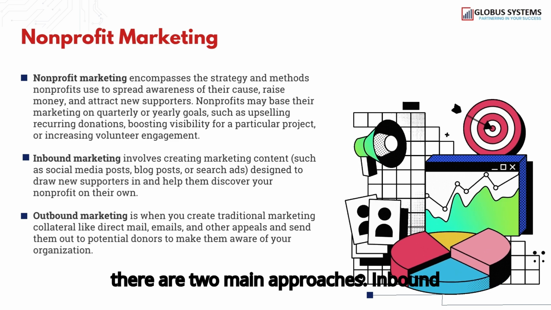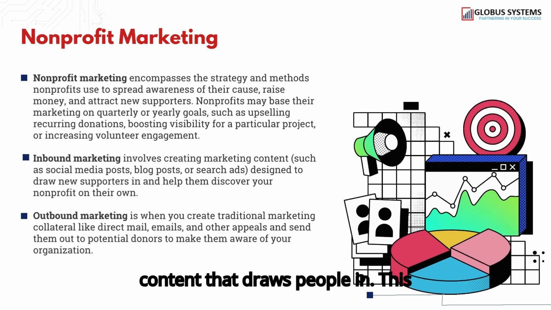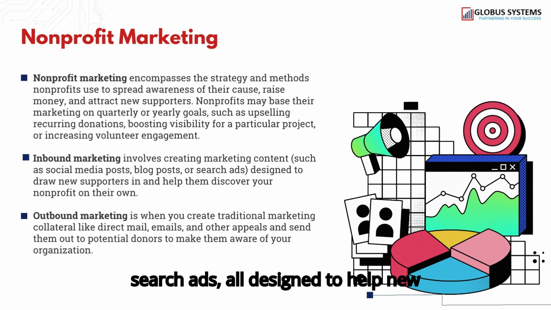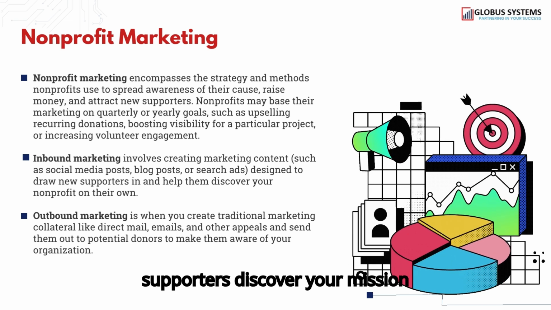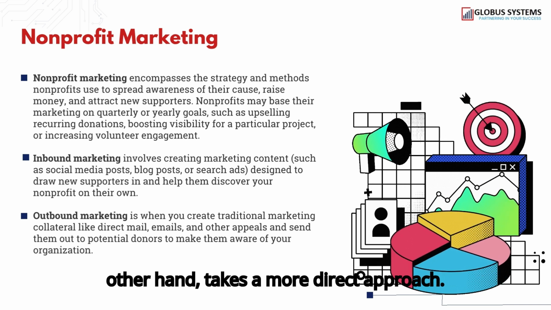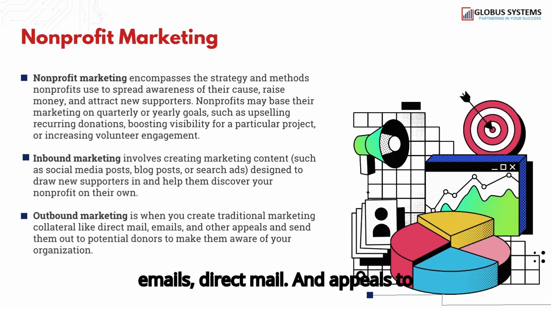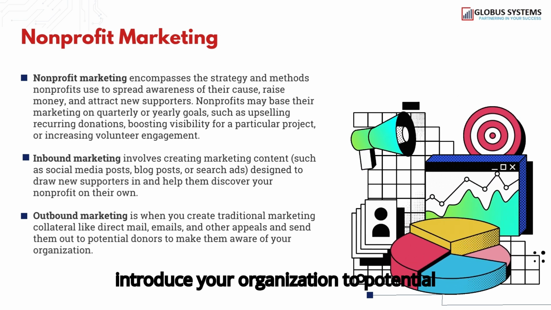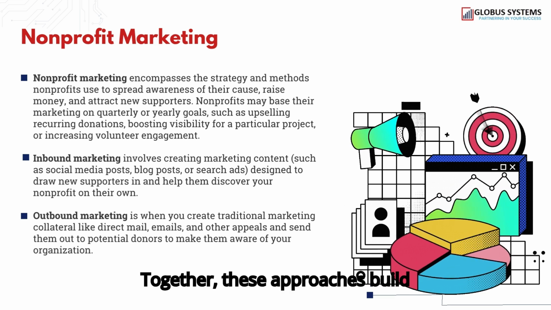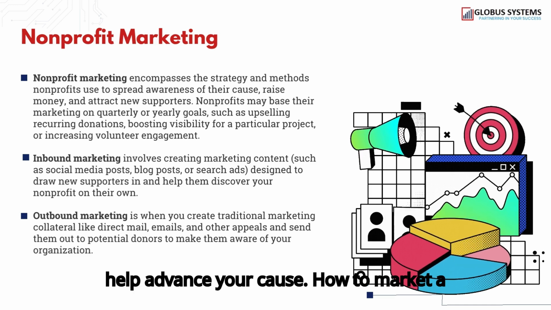There are two main approaches. Inbound marketing focuses on creating valuable content that draws people in. This includes blog posts, social media, and search ads, all designed to help new supporters discover your mission organically. Outbound marketing, on the other hand, takes a more direct approach. It involves sending out materials like emails, direct mail, and appeals to introduce your organization to potential donors and invite them to take action. Together, these approaches build awareness, strengthen engagement, and help advance your cause.